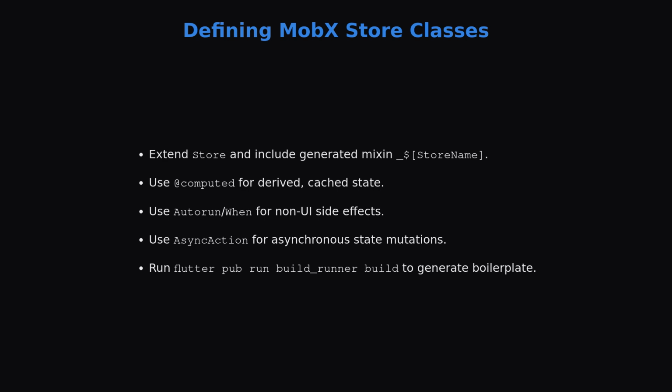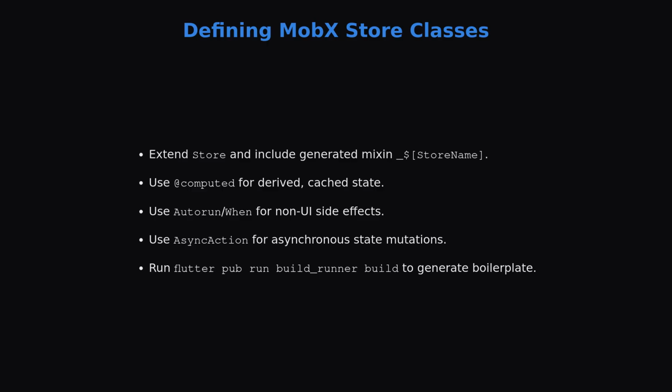Computed values represent derived state and are annotated with @computed. These values automatically cache their results and only reevaluate when their underlying dependent observables change. Reactions, such as autorun or when, manage side effects that operate outside the user interface layer. Autorun executes immediately upon definition and automatically tracks any accessed observables, running again whenever those dependencies change.